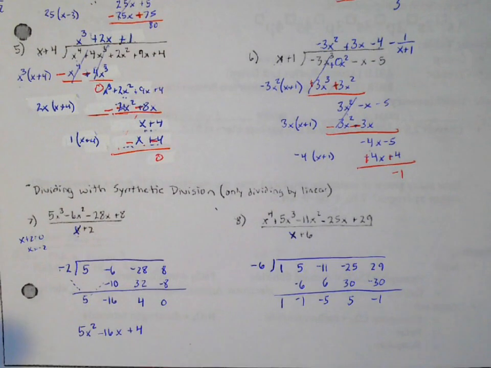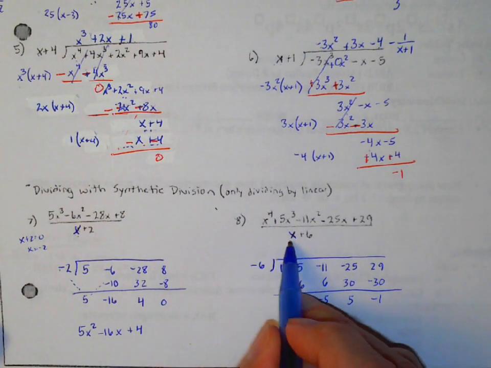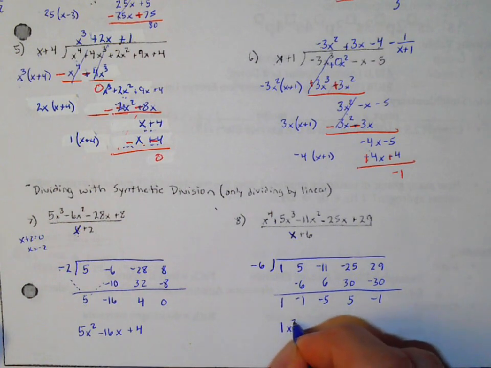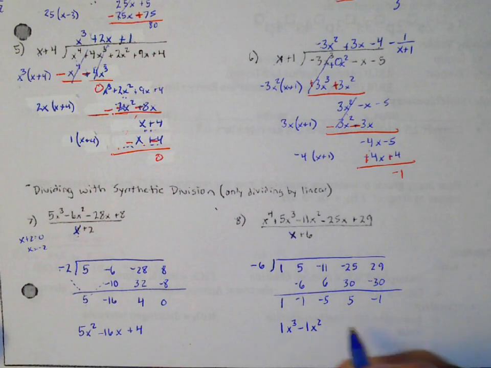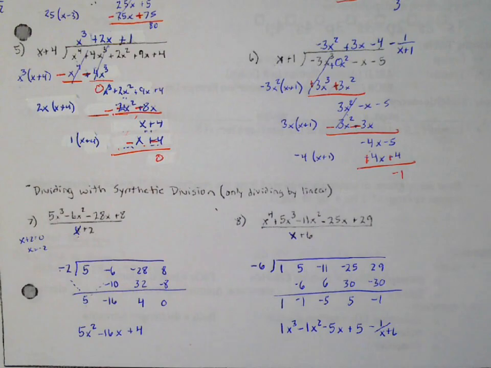Okay, so our answer is going to be 1. Okay, x to the fourth divided by x would be x to the third. So this is 1x to the third minus 1x, keep going down 1, x squared, minus 5x plus 5 minus our remainder of 1 over our divisor, x plus 6. Okay.